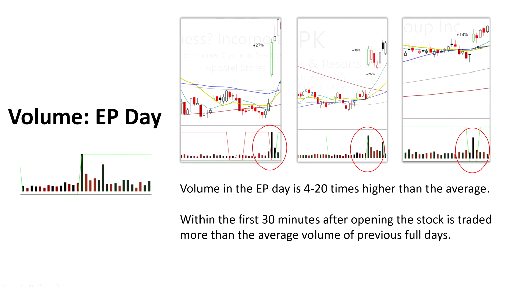Then other things happening during the EP day is the volume. It's an unusually high volume. So volume on the EP day is 4 to 20 times higher than the average. You can see that in almost all the charts. It is a way to confirm that what you see is an EP. Within the first 30 minutes after opening, the stock is traded more than the average volume of previous full days. So you see this high interest, the catalyst, and unusual trading volume that could confirm very soon that you are seeing an EP.